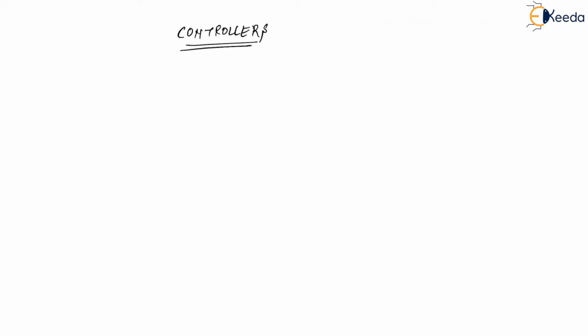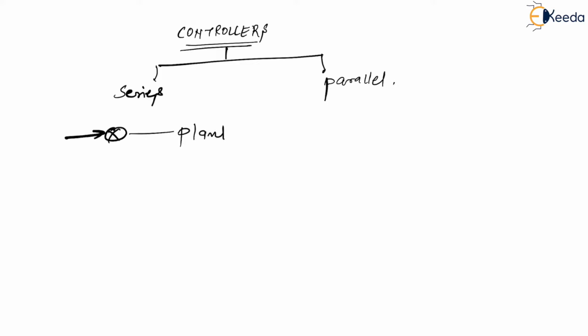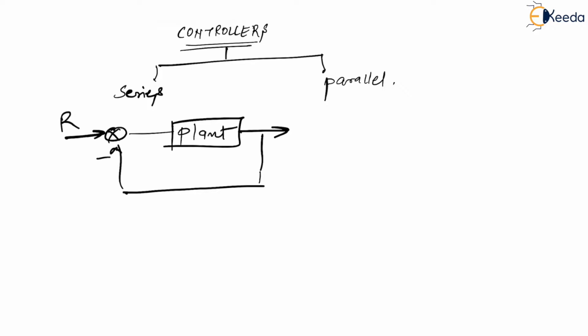Speaking about controllers, we basically have two types of controllers. The first one is a series controller and the other one is called a parallel controller. How do they look? Let me tell you. For example, let us say you have a plant. This is a negative feedback, right? This is R and this is C: reference input, controlled output, feedback. Now, if I have a controller block here in series with the plant, then it is called a series controller.